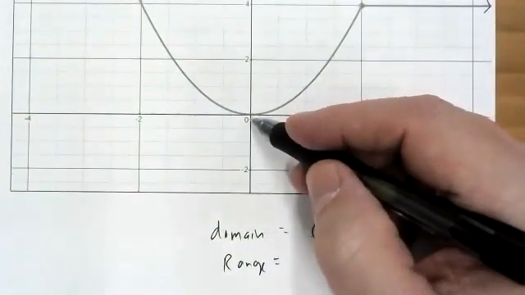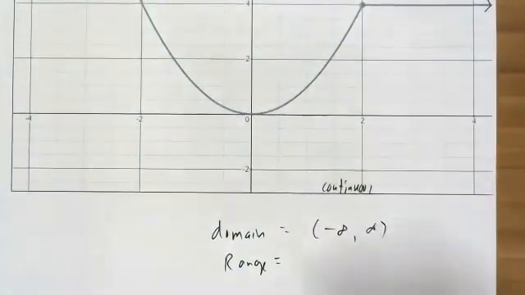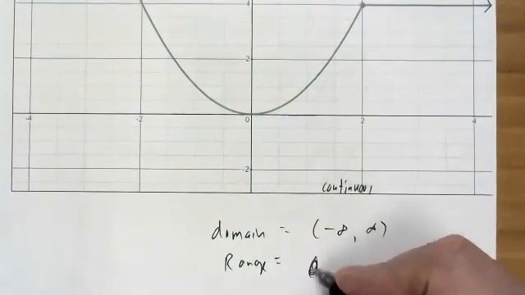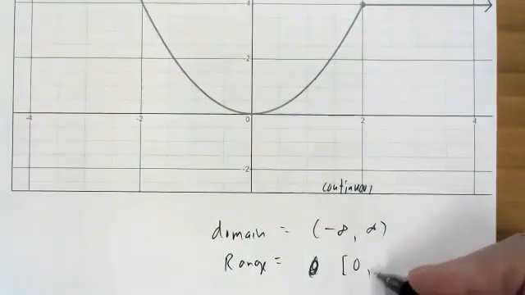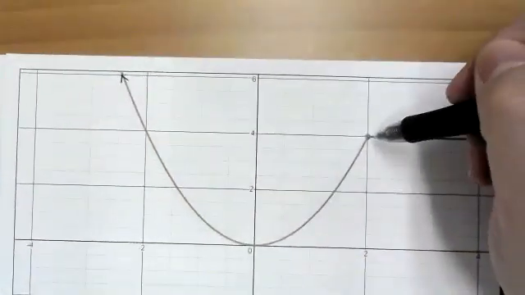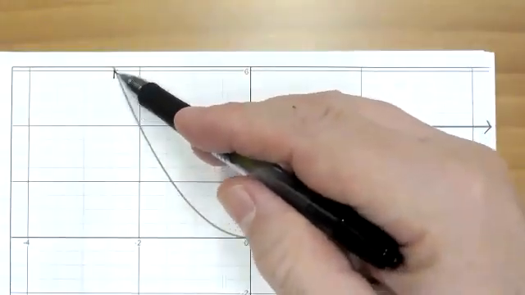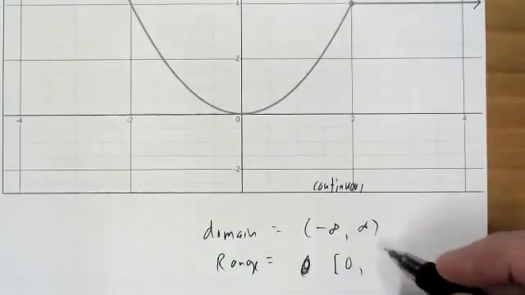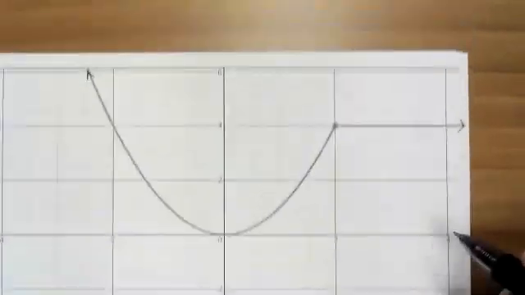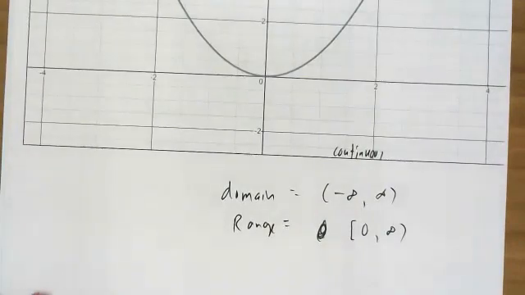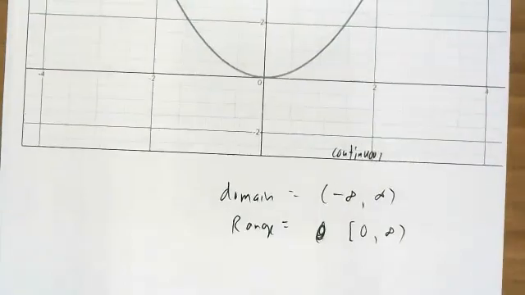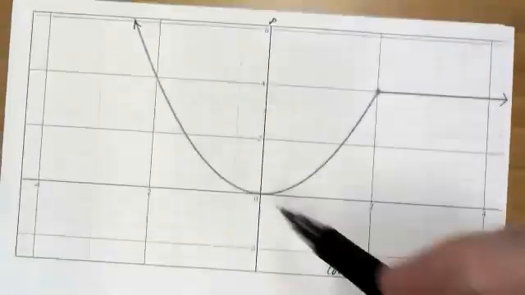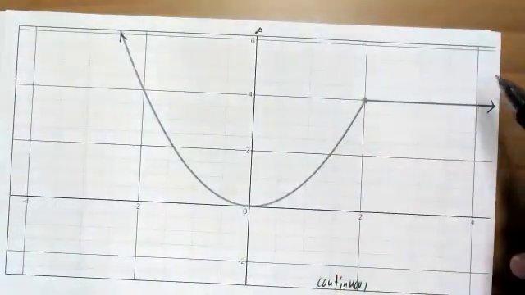It looks like the smallest it ever gets is 0, and actually you include 0, since it's a nice number. How high does this go? Well, it stops here on the right side, but the left side still keeps going. So the range is going to go from and including 0 to infinity. And the last one, very quick. You notice this is a continuous function. There are no breaks or gaps.